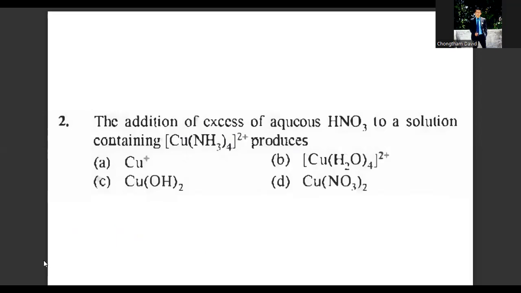The addition of excess of aqueous nitric acid to a copper salt solution produces. It would be tetrahydroxy copper 2 ion. B will be the answer for question number 2. I hope it is understood. Let us again read question number 3.